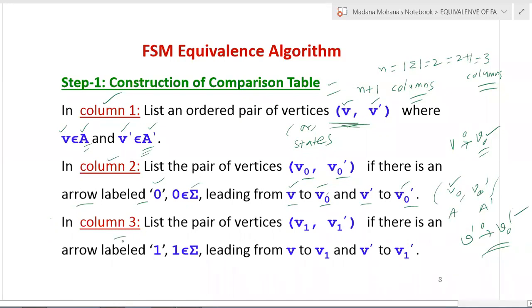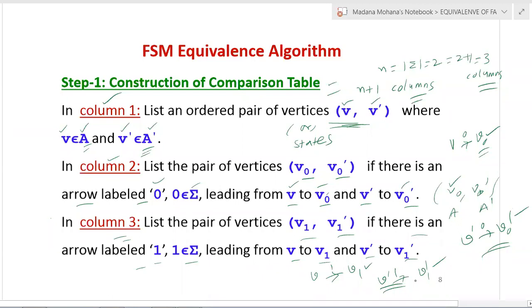Then coming to column 3, list the pair of vertices V1 comma V1 dash. Same way, if there is an arrow labeled 1, where 1 belongs to sigma, leading from V on input 1, the vertex is V1, and from V dash on input 1, the vertex is V1 dash. Now we can take the pair as V1 comma V1 dash. That can be listed in column 3.